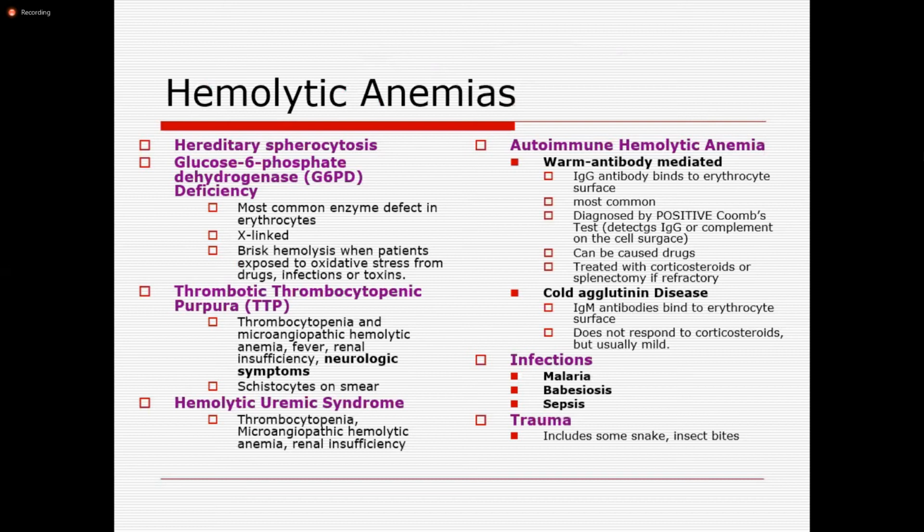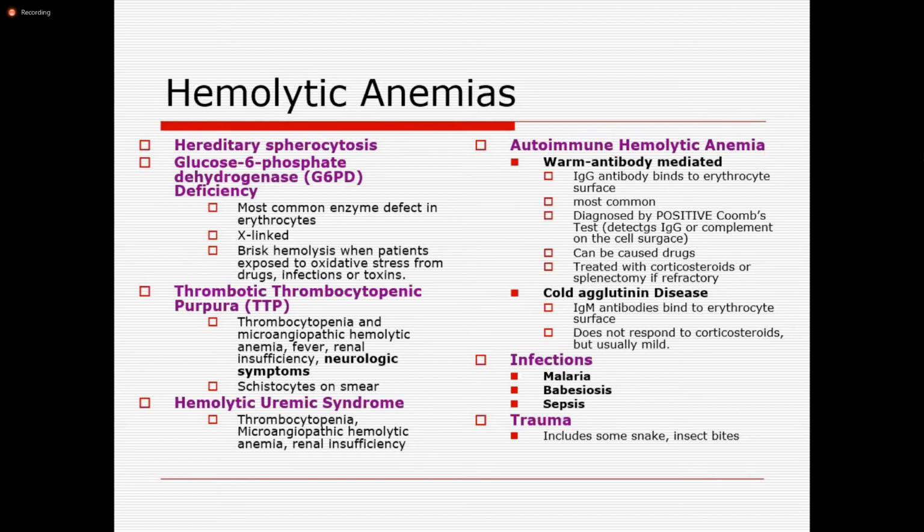And this seems a very busy slide, as hemolytic anemia is a broader term used for so many conditions. The problem may be related to the cell membrane, that's hereditary spherocytosis. The shape of the RBCs is not typical. G6PD deficiency is the most common enzyme defect in the RBCs. It's an X-linked disorder, and there is rapid hemolysis when the patient is exposed to oxidative stress from drugs, infections, or toxins.